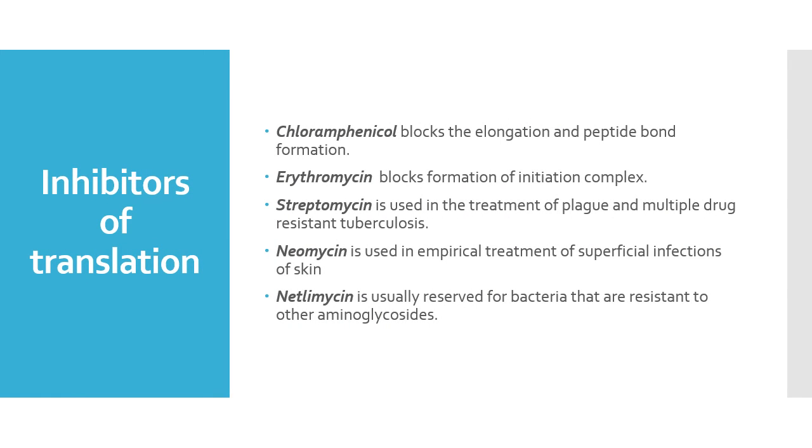Inhibitors of translation. Some of the major inhibitors of translation are chloramphenicol, erythromycin, streptomycin, neomycin, and netilmicin. Chloramphenicol blocks the elongation and peptide bond formation. Erythromycin, on the other hand, blocks formation of the initiation complex. Streptomycin is mainly used for the treatment of plague and multiple drug-resistant tuberculosis. Neomycin is used mainly in the empirical treatment of superficial infections of the skin. And netilmicin is just reserved for bacteria that are resistant to other aminoglycosides.